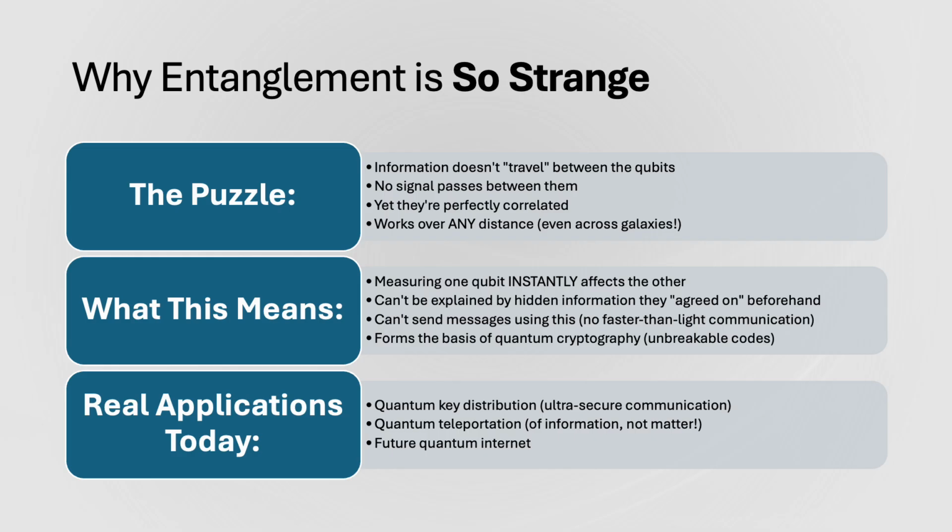Scientists have also achieved quantum teleportation, where they transfer quantum information from one location to another using entanglement and classical communication. In future quantum networks, entanglement will allow quantum computers to be linked together across vast distances. What once seemed like a philosophical puzzle is now becoming a practical technology.